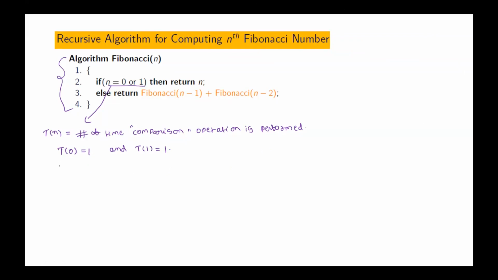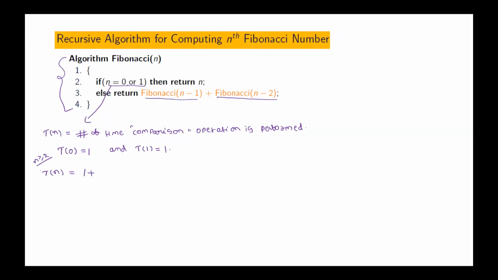So therefore, what is T of n now? It is the amount of work done here. If n equals 0 or 1, we stop here directly. Otherwise, if n is greater than or equal to 2, this condition is checked first and fails, so we go to the else part. This is performed one time first. After that, we perform this operation and make this recursive call also.